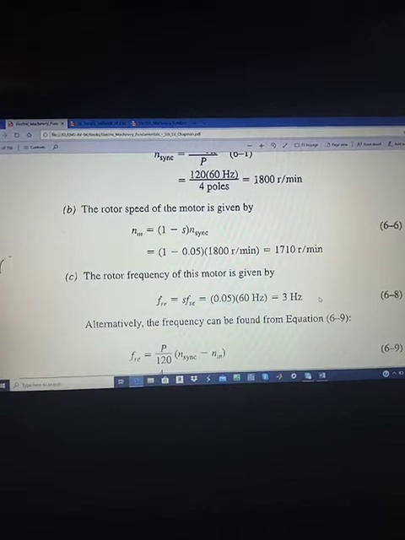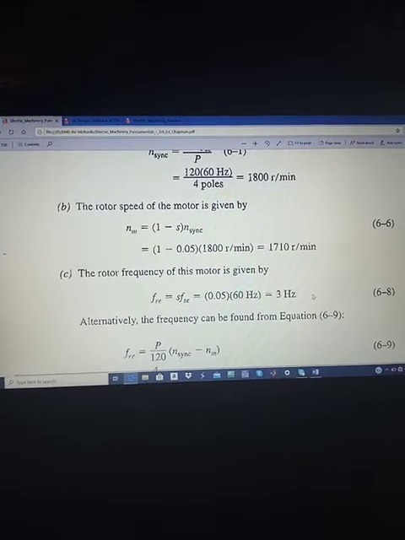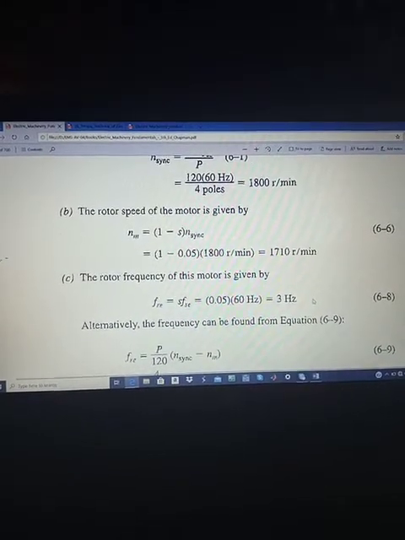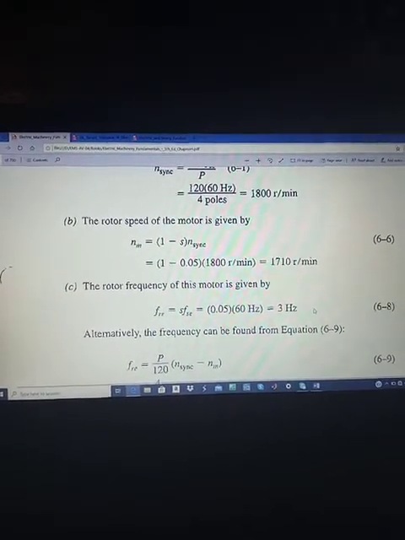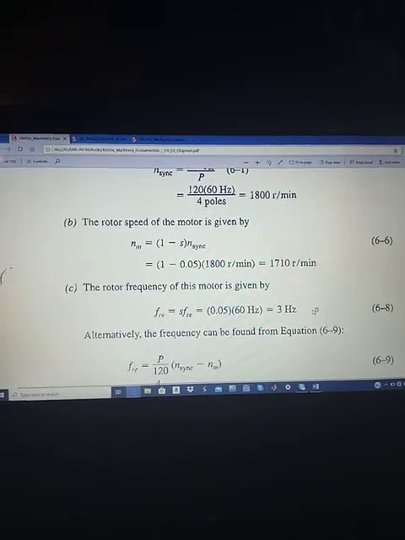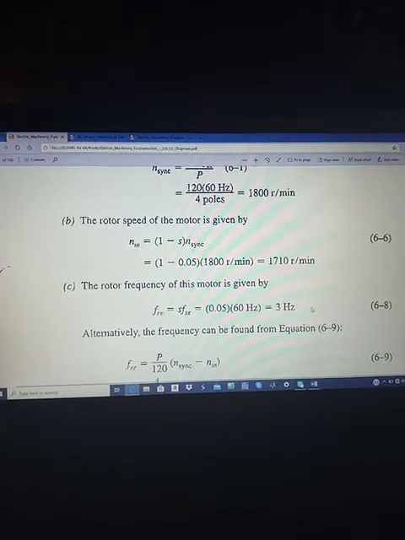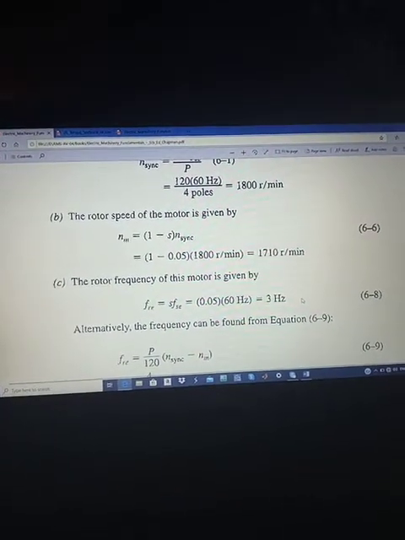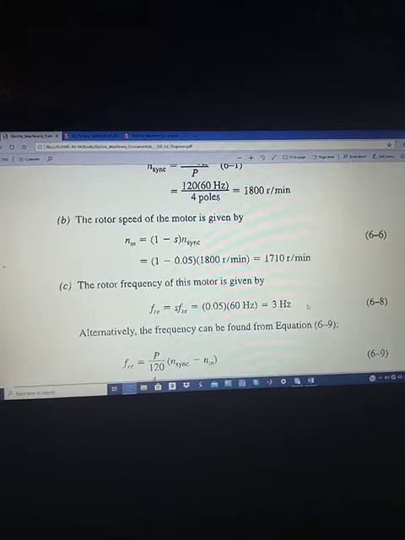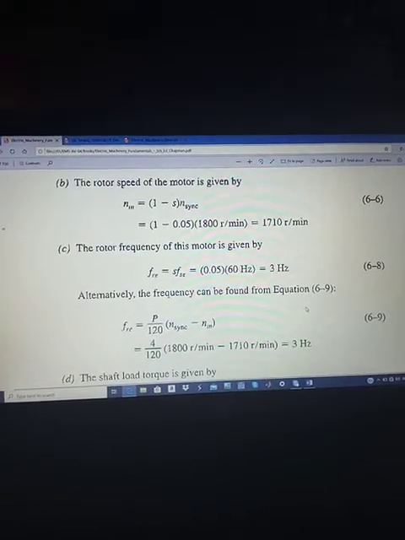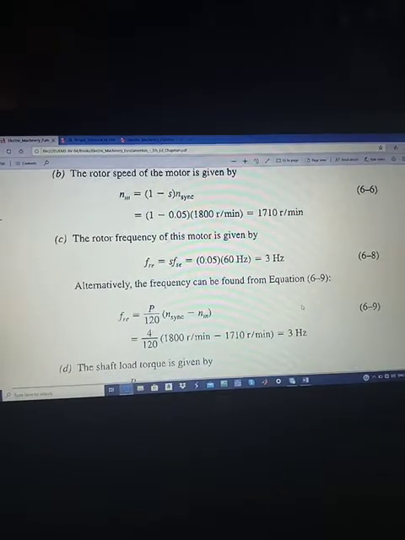Now in part C we are asked to find the rotor frequency of this motor. We know that the rotor frequency is the slip times the stator electrical frequency. The slip is 0.05, and the stator is energized with a three-phase supply whose frequency is 60 hertz. So multiplying 0.05 with 60 hertz we will get 3 hertz. It means that the EMF induced in the rotor of the induction motor will have a frequency of 3 hertz. This is an alternate method for finding the frequency of the rotor induced EMF.